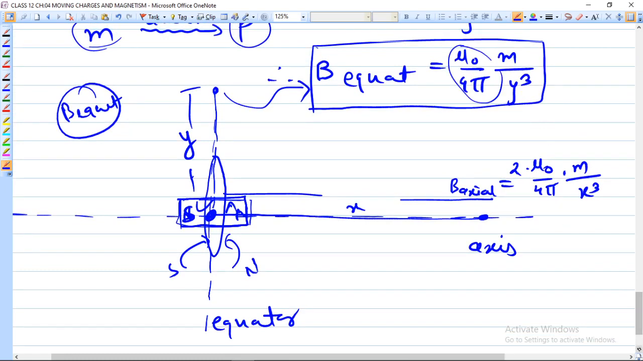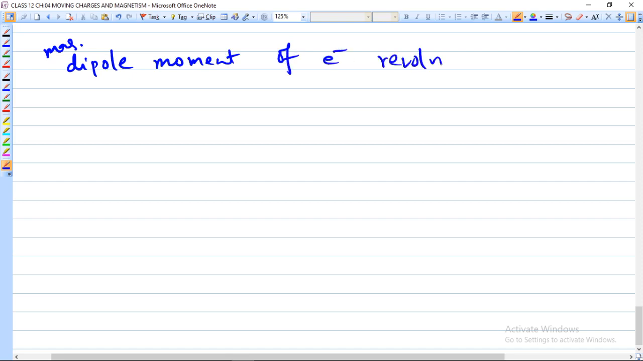Now again one more topic that let's discuss, which is a good base for the next chapter. Here this chapter is now in the completing mode. In the next 2 or 3 sessions we will complete this chapter. So first of all, give the heading: magnetic dipole moment of electron revolving around nucleus. Dipole means magnetic.